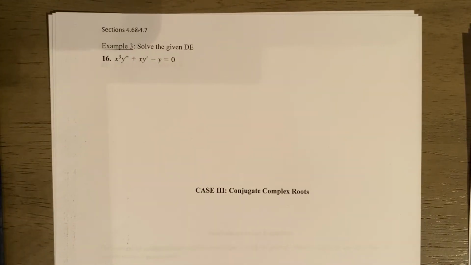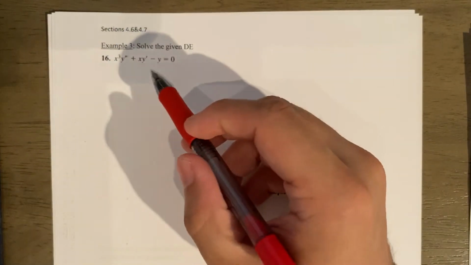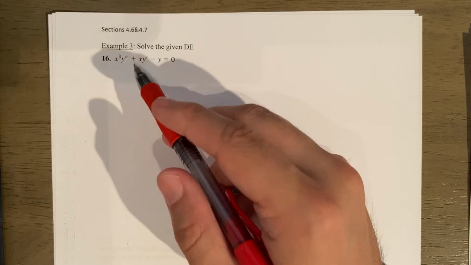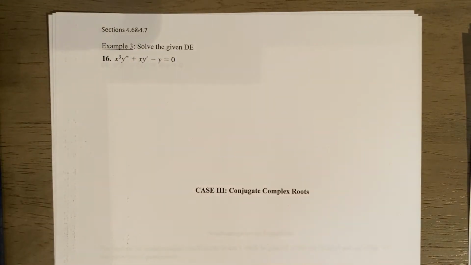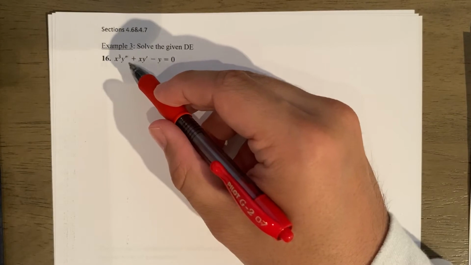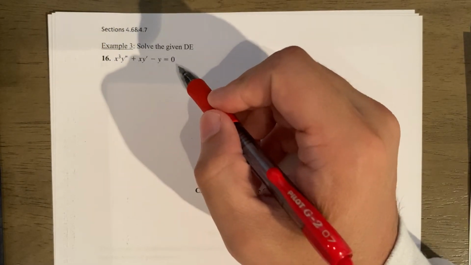Alright, welcome to example 3. We're going to solve the given differential equation, and here we have x cubed times y triple prime plus xy prime minus y. So it's a Cauchy-Euler because the powers of our x's match up with the order of our derivatives. Here it's x cubed y triple prime, so it's a third order differential equation.